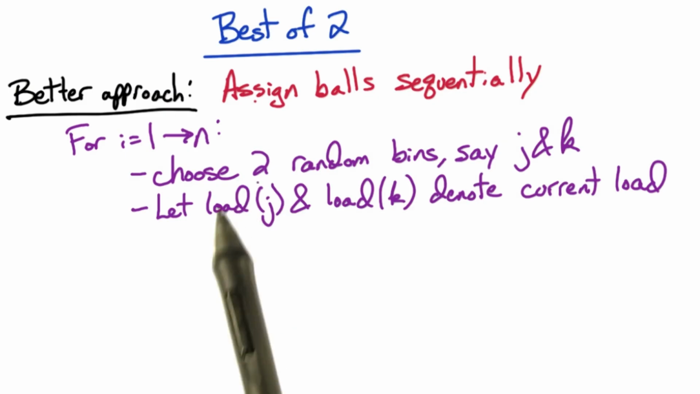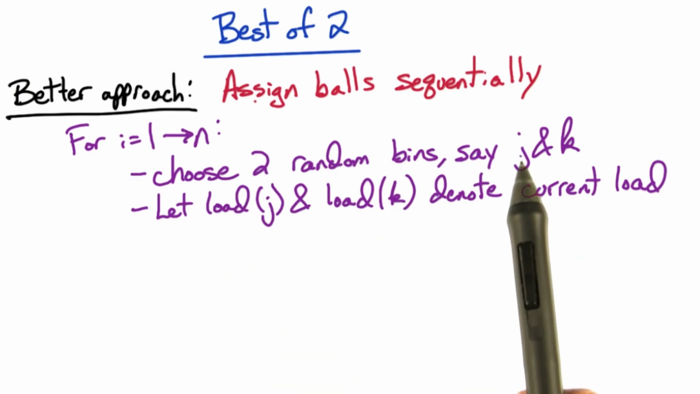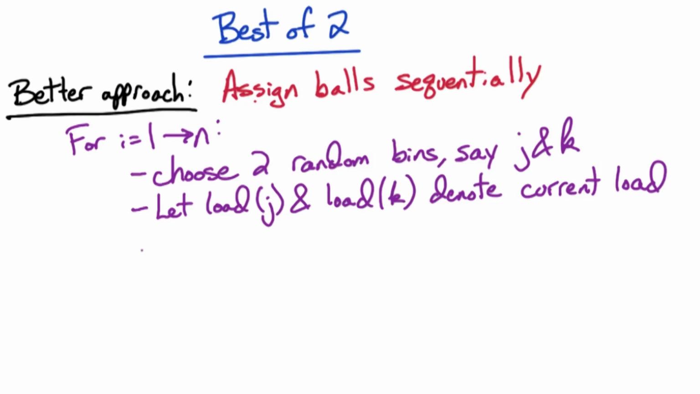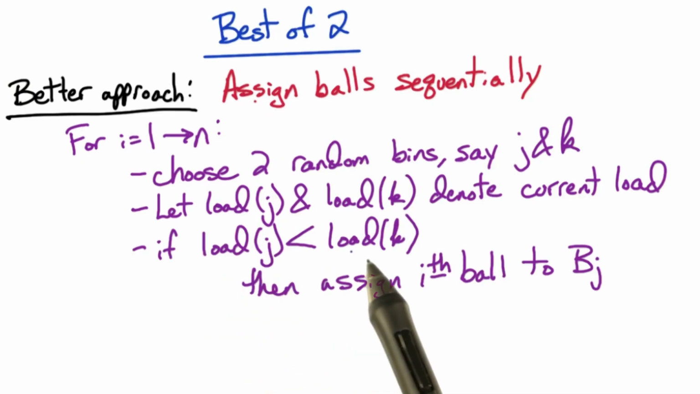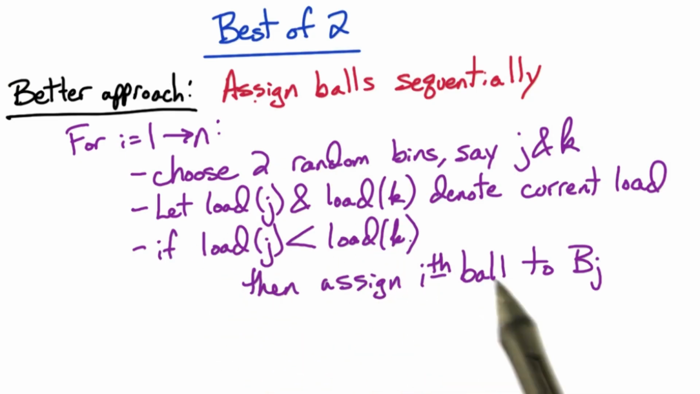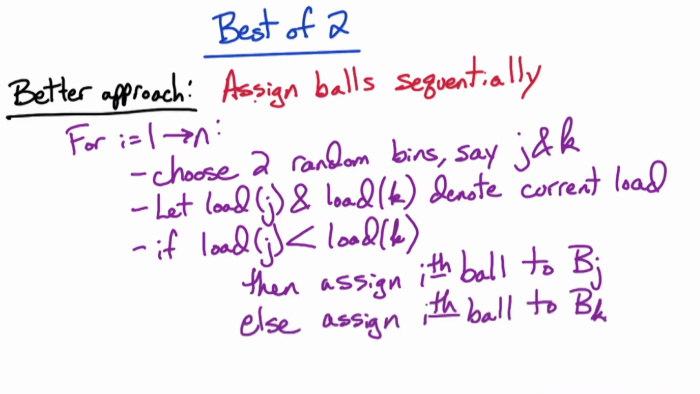So, let load of j and load of k denote the current load in these particular bins, bj and bk. And we're going to assign this ith ball to the least loaded of these two. So if the load of bj is strictly smaller than the load of bk, then we assign the ith ball to bin bj. And in the other case, we assign the ith ball to bin bk. So the ith ball is going to the least loaded of these two bins.